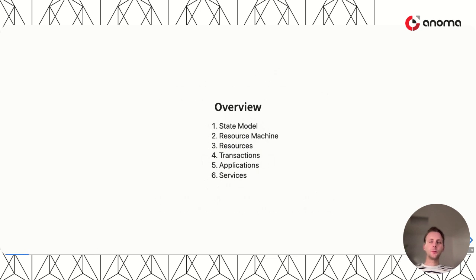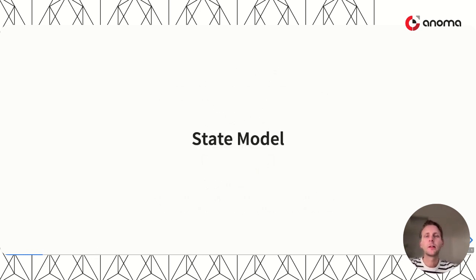We will cover a few topics to understand better how Anoma will achieve this, that I will briefly walk over in this overview. First of all, we will discuss the Anoma state model, the Anoma resource machine, then what resources are in detail, what transactions are, and what the application components are and how applications work. And lastly, what services Anoma nodes can provide to users and applications. So let's start with the state model that Anoma uses.